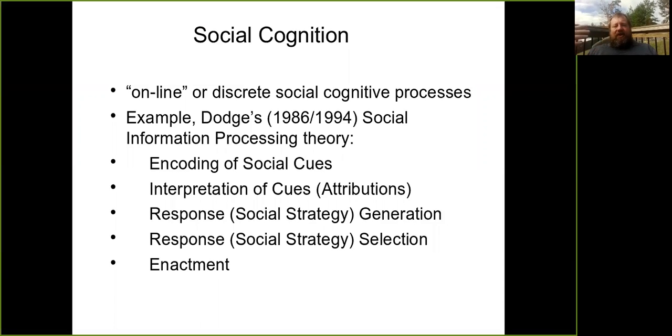Within a given social interaction, a child first must attend to and encode social cues, then they interpret what those cues mean, generate a response to that cue, select the most appropriate, and act those responses out. And this is a recursive kind of model. So this child is in interaction with another child, so their social information processing and behavior then becomes the cue for their partner, who then processes that information. So let's look at each of these steps.